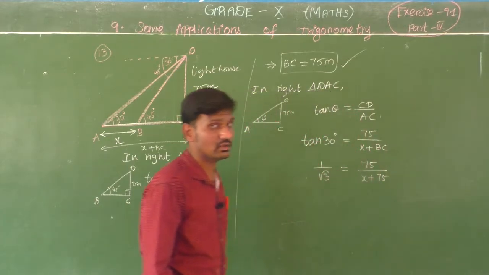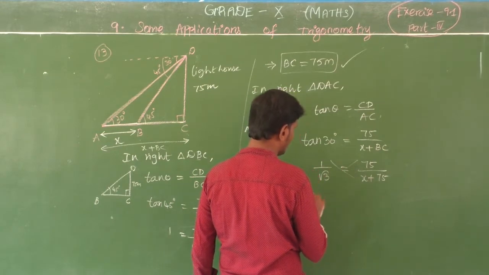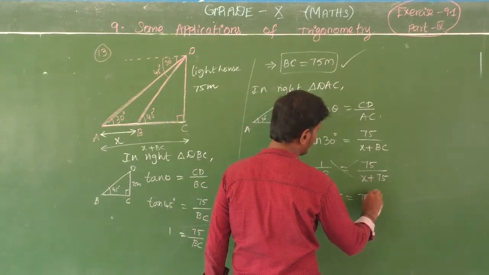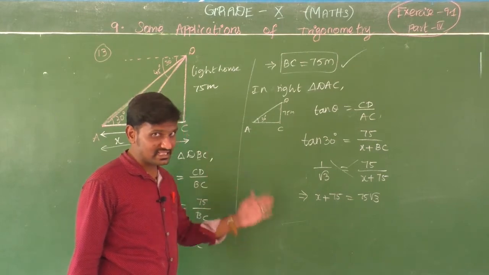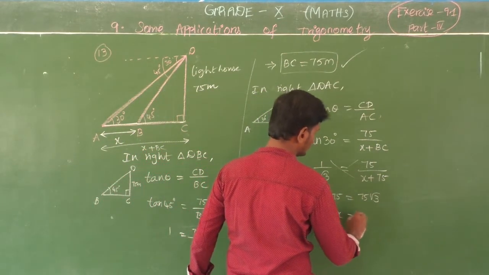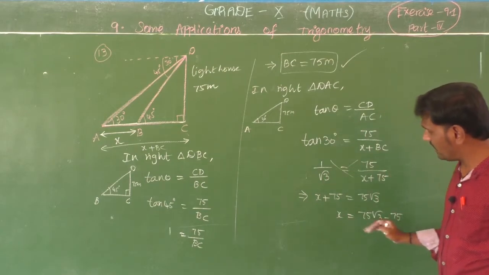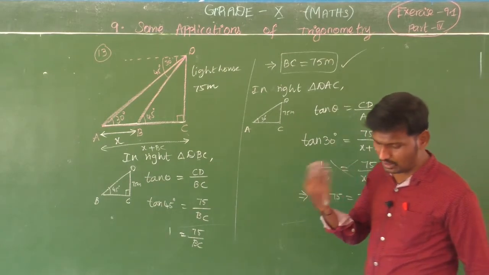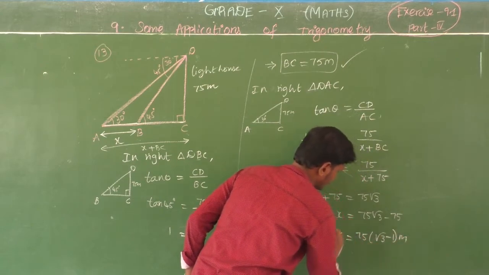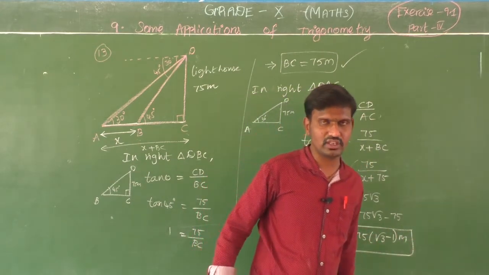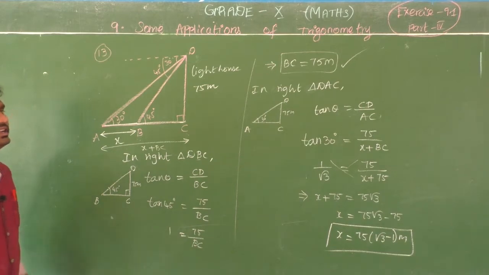Because BC is equal to 75. Now I am going to cross multiply to get X plus 75 equal to 75 root 3. Here the plus 75 moves to the right side to get X equal to 75 root 3 minus 75. Like the previous one, 75 is common to both terms, so taking it out, X equals 75 into root 3 minus 1. Therefore, the height of the lighthouse is 75 into root 3 minus 1.